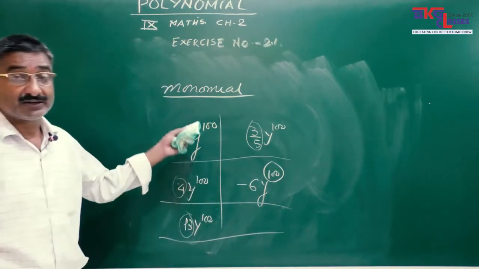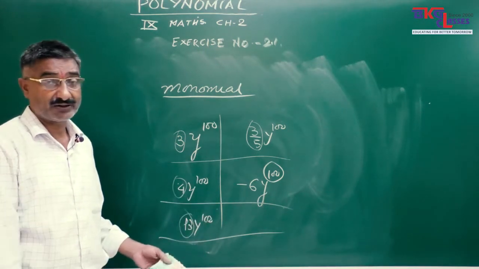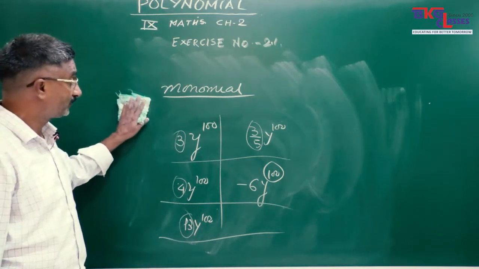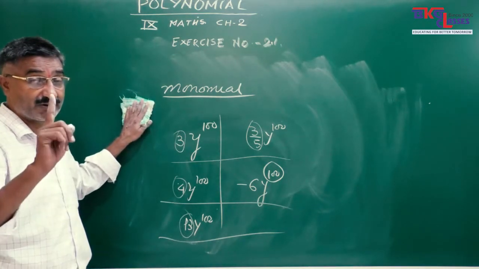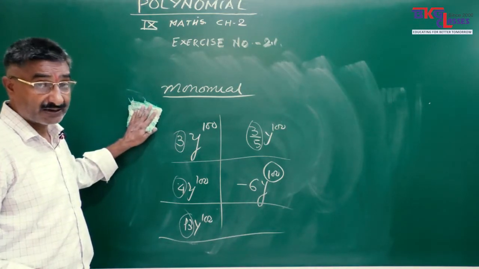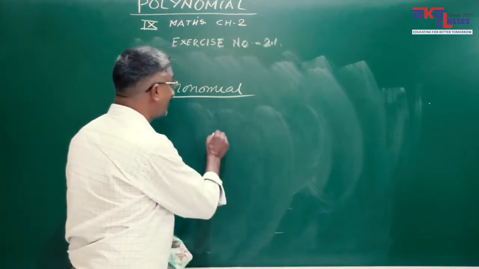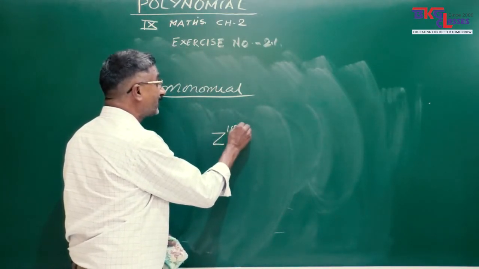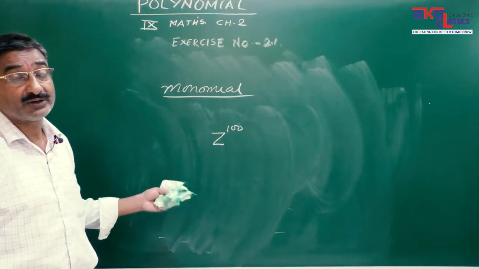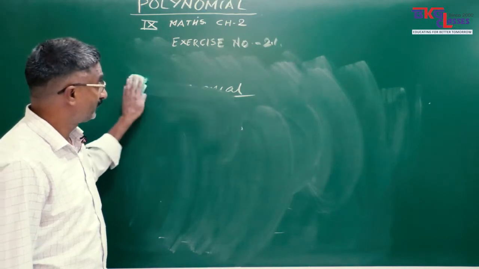So you can write any number of answers for this, but you have to write down only one as you wish. Clear? But there must be only one term and the power of the variable must be 100 only, because the degree of the equation is 100. You can write z also, z to the power 100. This is also a monomial having degree 100. Clear?